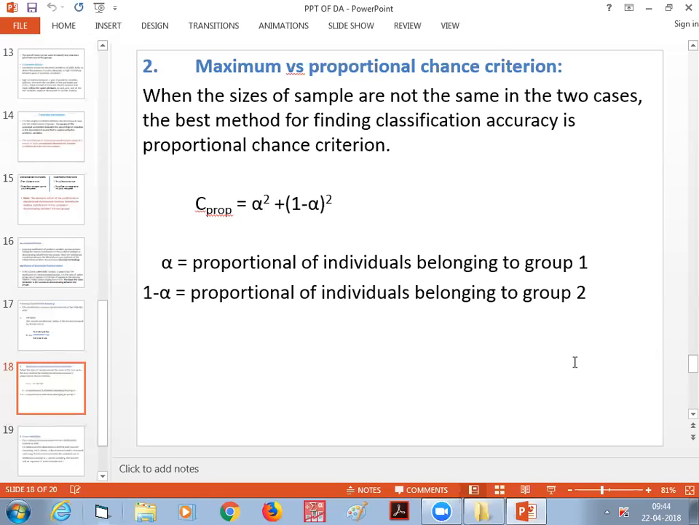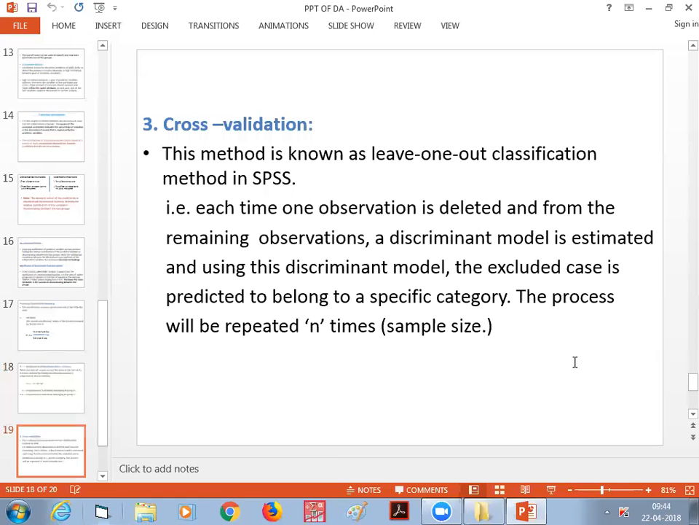So instead of validating the model with a separate sample, in the same sample also we can validate. That is called leave-one-out cross validation. Every time we leave one person out, and with the help of the remaining, we cross validate. That is the procedure you can check. That's what I have given as cross validation.